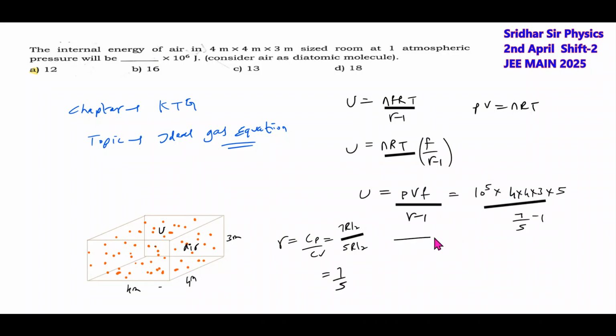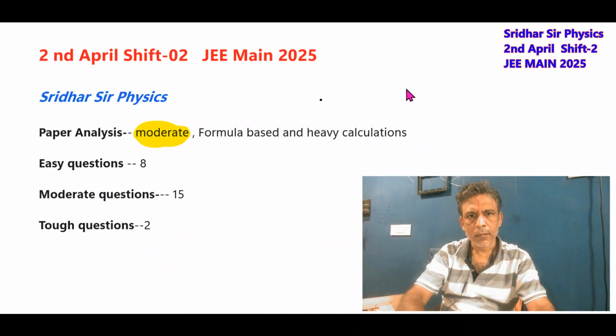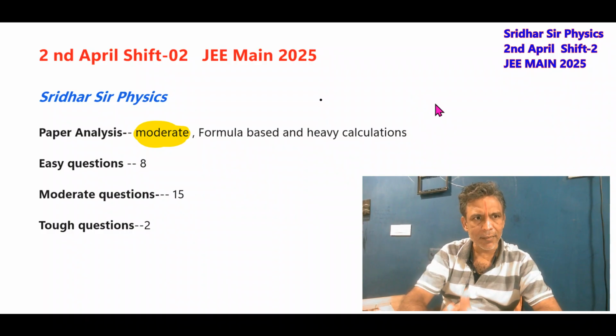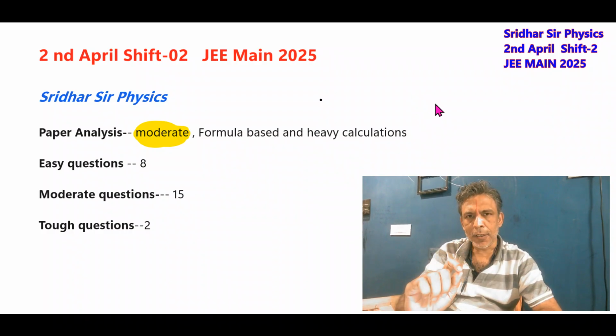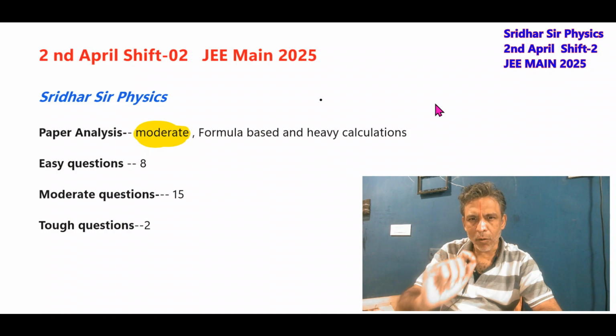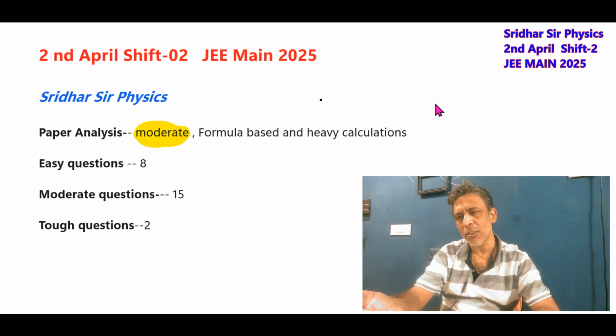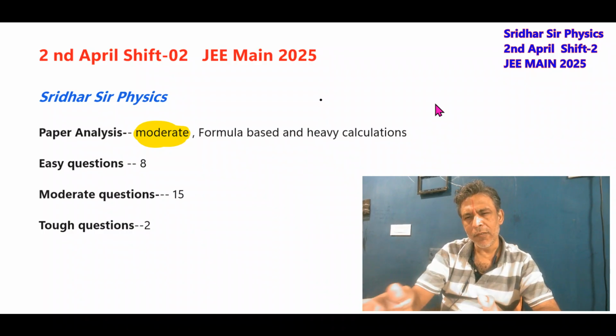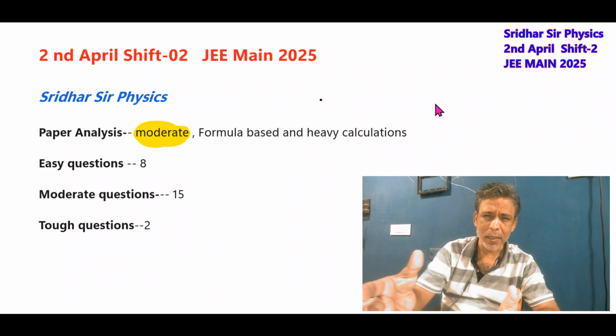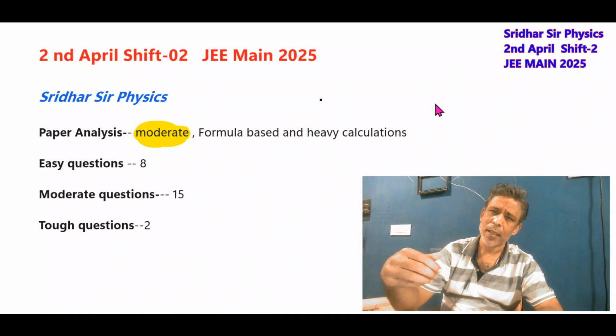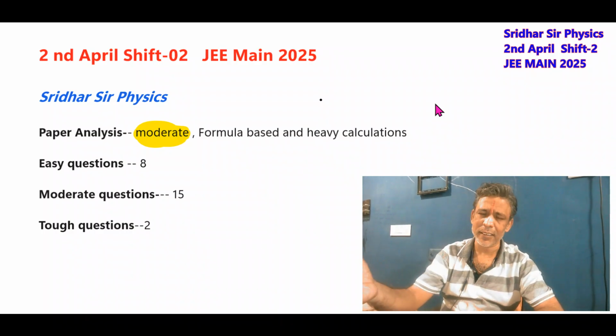Okay, fine. This is the basic idea. Okay, kids, we had a complete paper discussion. The paper is moderate, formula based, and heavy calculations, already explained. You might have seen a lot of calculations involved. For all those writing in the shifts like 3rd April, 4th April, 7th and 8th, what is the basic requirement once again? Read the theory, start reading it, and daily recollect the formulas.